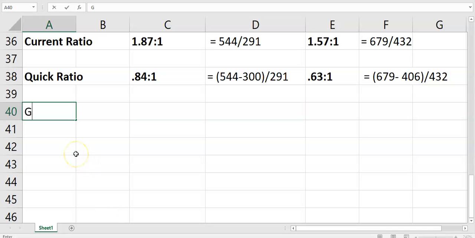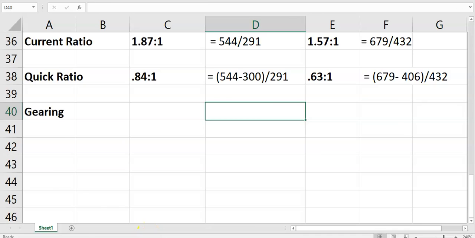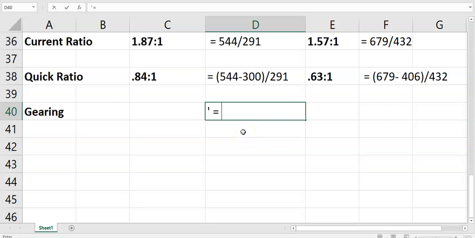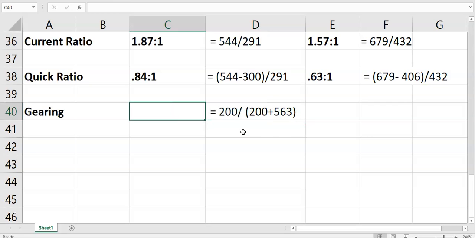So here, to calculate our gearing, we're going to look at the debt and equity for 2011: 200 for debt, 563 for equity. So that is going to be 200 divided by 200 plus 563. So what portion of the business is financed by debt? That portion is about 26.2%. So what we say there is about a quarter of that business is financed by debt.